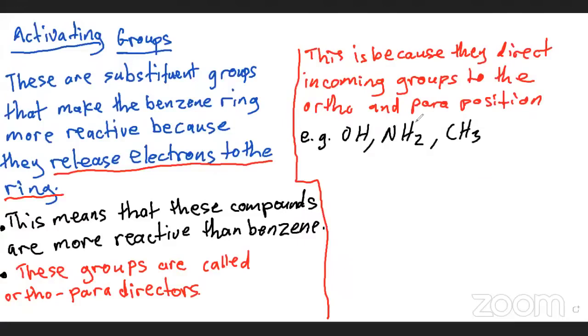These are the only ones I really need to know for CAPE, right? Because these are the compounds that they use. So anything with phenol, amine, and methyl benzene, these are more reactive than benzene because they are activating groups, right? So quick comparison.